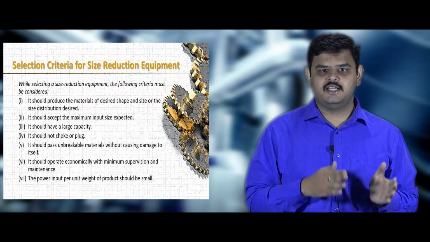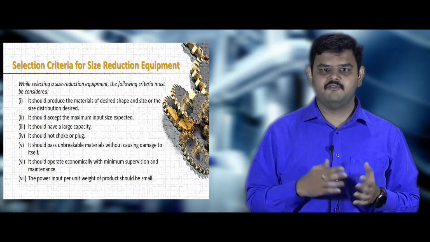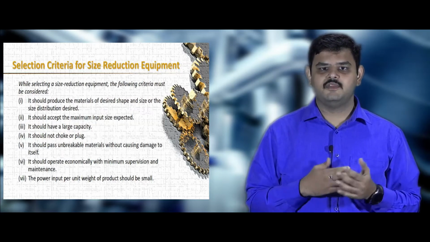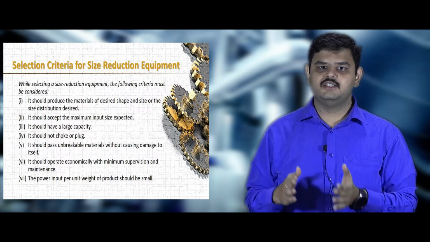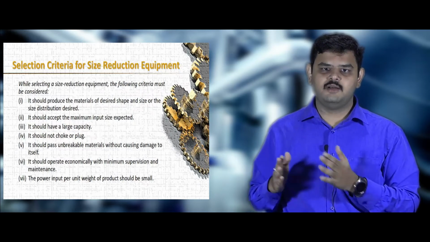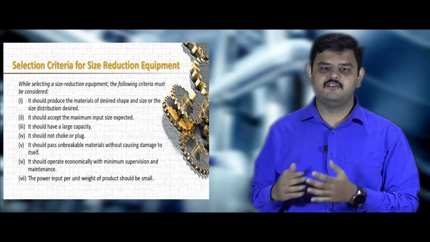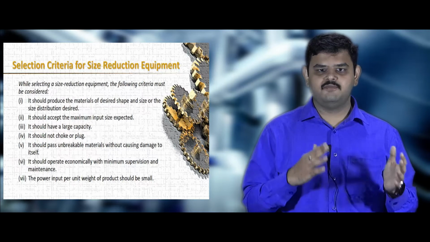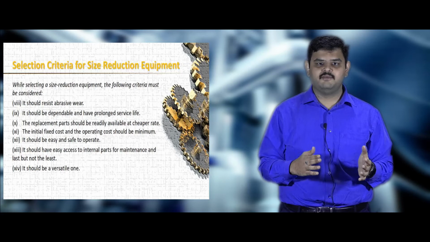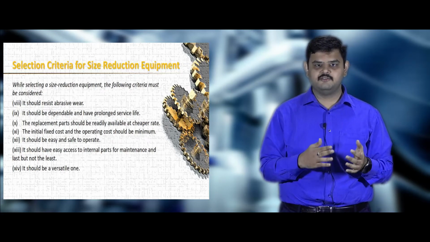Now we move on to the selection of size reduction equipments. While selecting size reduction equipments, we have to go through these criteria. The first one is the capacity of the equipment. The second one is that the equipment should not choke or plug. The equipment should operate economically and require less maintenance. The equipment should be more power efficient. The equipment should handle the maximum input capacity. The next one is that the equipment should be more abrasion resistant.